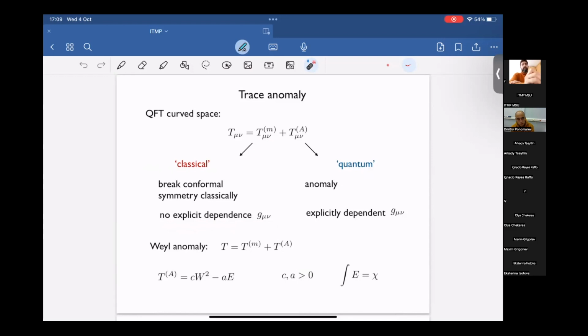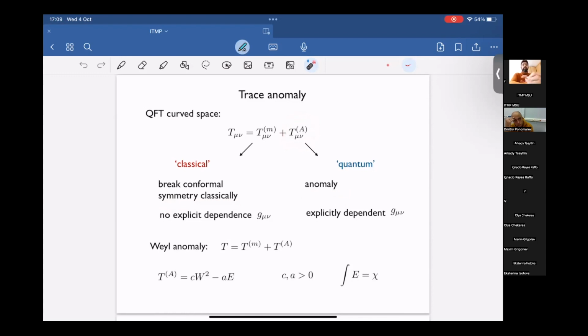On the other hand, there are these terms which we can call quantum, but the really important thing about them is that they include the anomaly, or any anomaly that we have in the problem. Those are terms that are not captured by the previous term, and they explicitly depend on the metric, particularly in the case of the trace anomaly. That was what we were talking about in the previous slide.